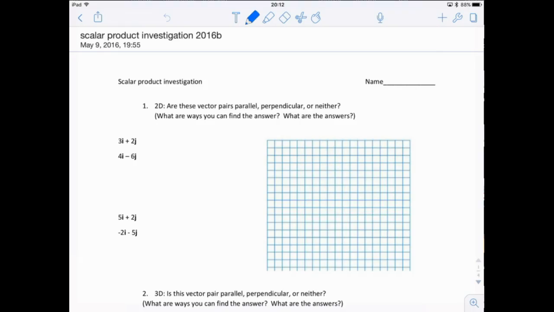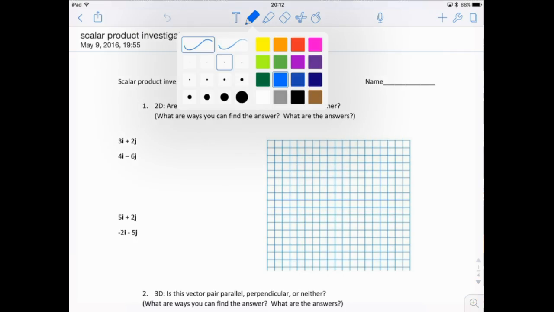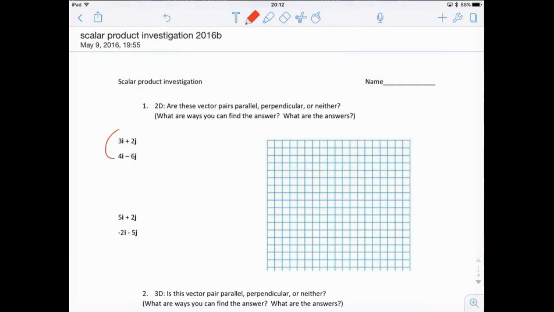Here's the video to guide you through the scalar product investigation. For number one, it gives us two pairs of vectors that might be perpendicular, might be parallel in two dimensions. The first pair we have here, 3i plus 2j and 4i minus 6j, it asks us, what are ways you can figure out that these are parallel, perpendicular, or neither?